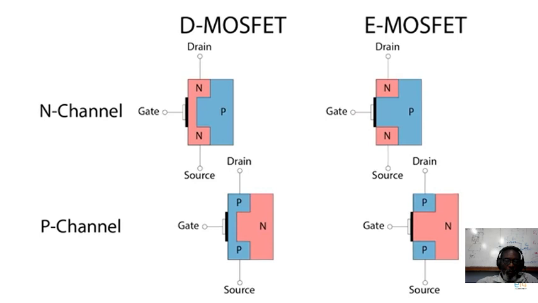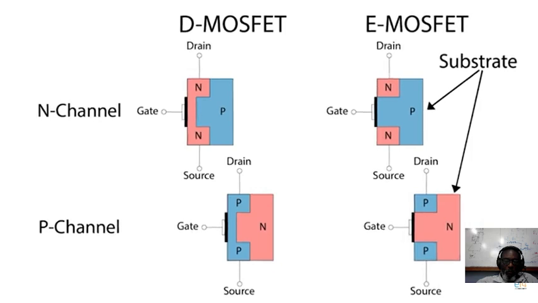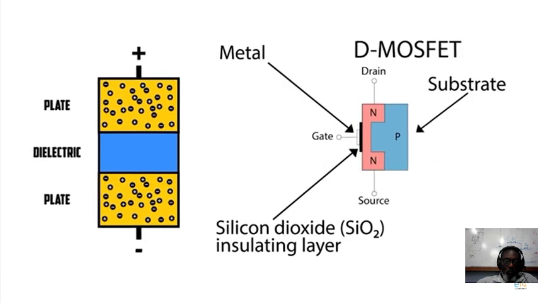The foundation of the MOSFET is called the substrate. N-channel MOSFETs have a P-material substrate. P-channel MOSFETs have an N-material substrate. The MOS acts like a capacitor.